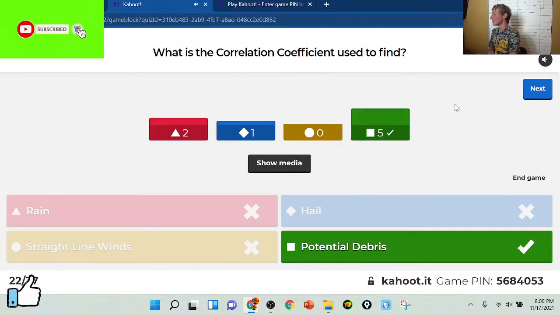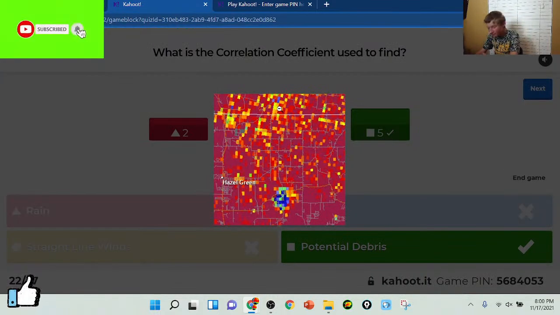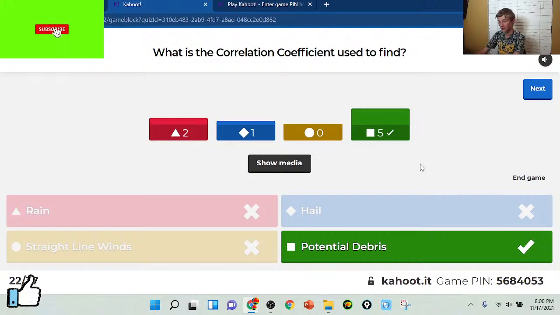No. Yes, it is potential debris. Now, let me explain this to you right here. This radar is trying to find anything in the air that's flying except for rain. All rain is going to be all this purple right here, but it's trying to find debris or anything that's flying in the atmosphere that's not rain. And if it does find anything, it'll show up as blue right here. So this is a perfect debris ball on the correlation coefficient. Not just debris. Okay.